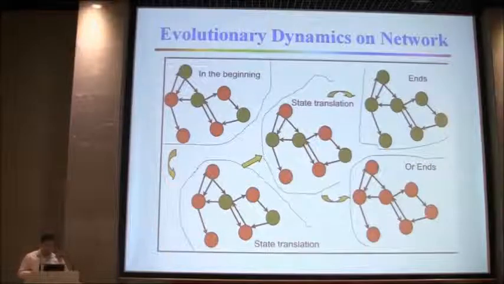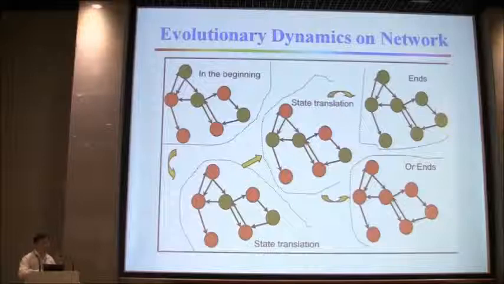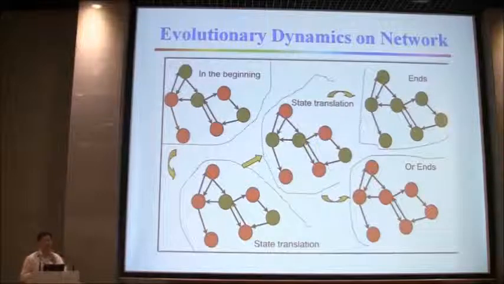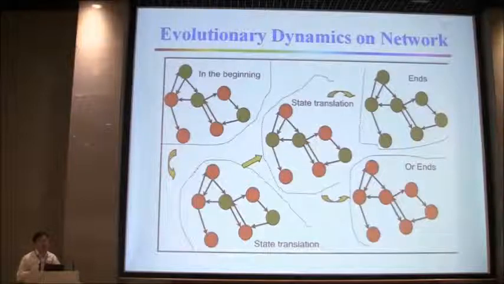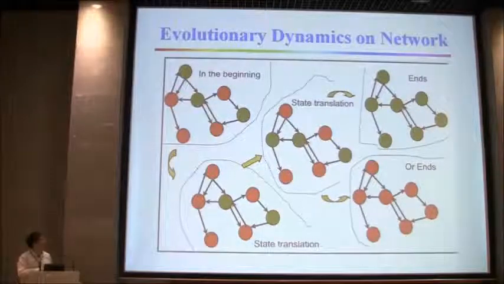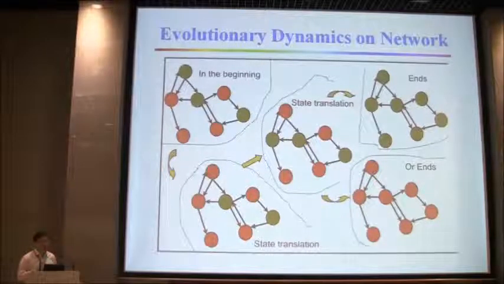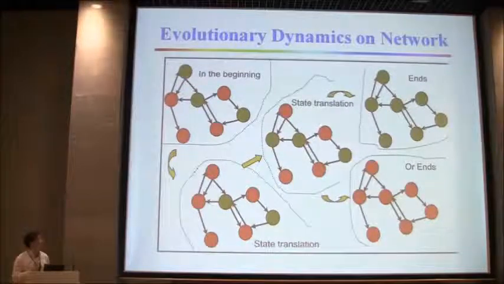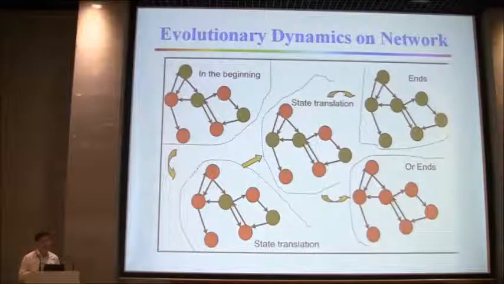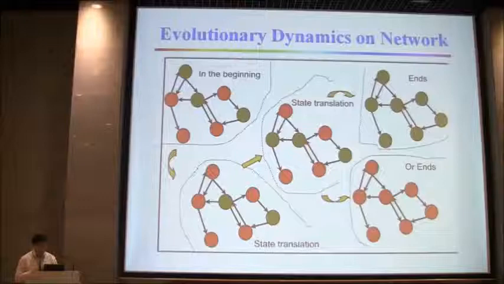Now we only consider two possible states on the complex network. Each node may be red or green, so there are only two choices for every node. When the game comes to an end, we get only two final states. So the problem is what the critical fixation probability of the evolution is. This is the interesting question.